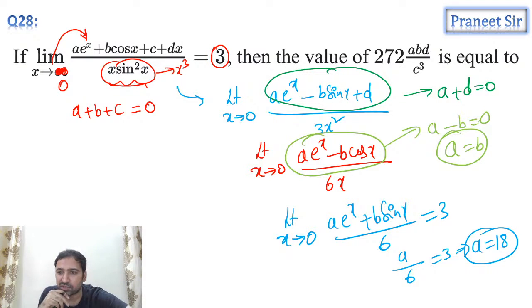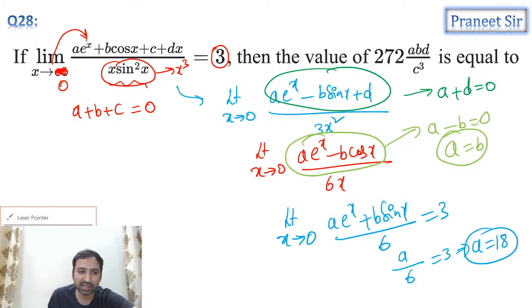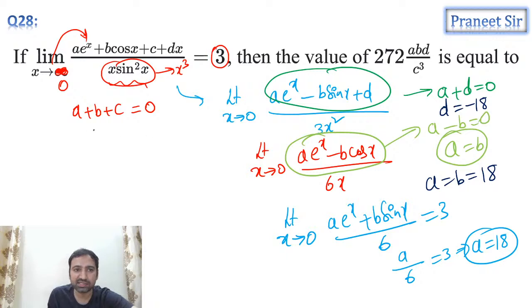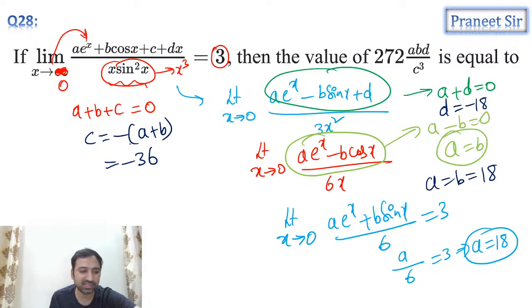Correct, right? So as we are getting a is equals to 18, and he is saying a is equals to b, already we got a is equals to b. So from this, can I say that a is equals to b is equals to 18? So from this, can I calculate d value? d value is minus 18. So once we got all these values, can I calculate c value, guys? Why? Because c is equals to minus of a plus b, and a, b both are same, which is equals to minus 36. Substitute all these values here.